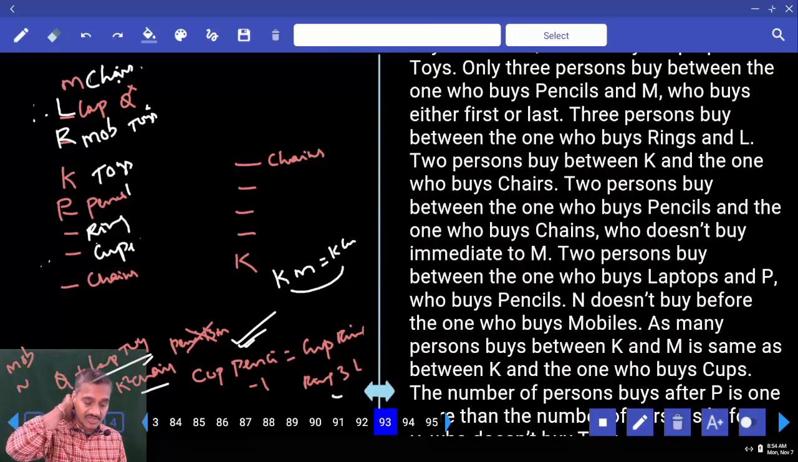Then, now who are these 3 people? What should happen to these 3 people? Now Q cannot be laptop and toys, he said. Q cannot be laptop and toys. Any other information we have?